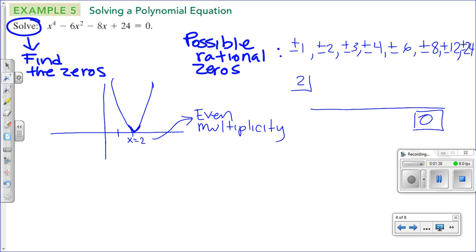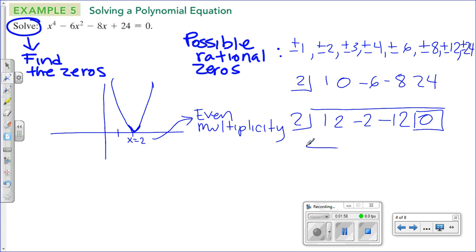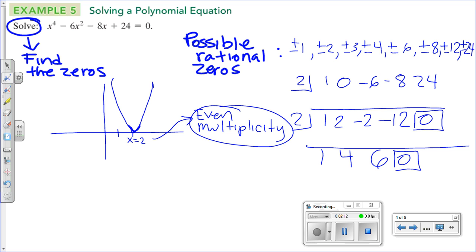After performing synthetic division, we took the coefficients 1, 0, negative 6, negative 8, 24. And after performing synthetic division once, we ended up with the coefficients 1, negative 2, negative 2, and negative 12. Then we performed synthetic division one more time because we knew there was an even multiplicity. And after that, we obtained the coefficients 1, 4, and 6. And of course, the remainder was 0. So that's how we verified that x equal to 2 was a 0 of even multiplicity.